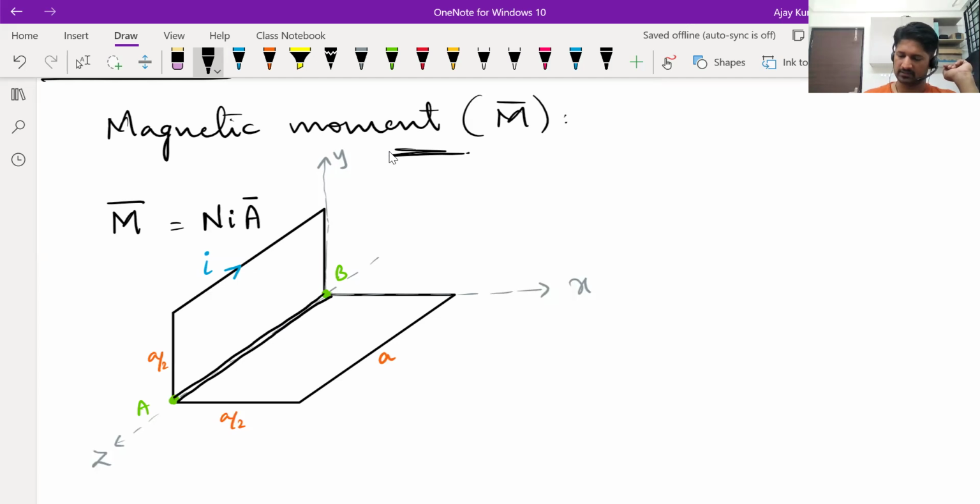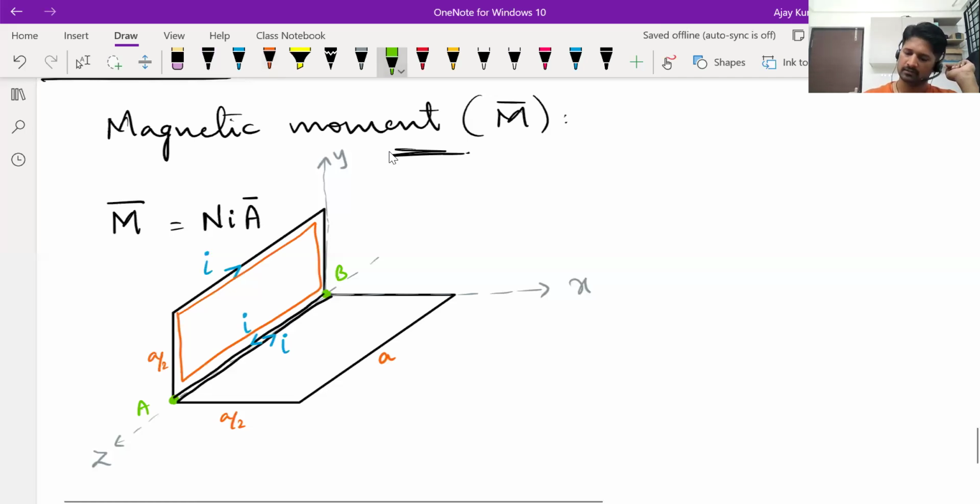Now, what about the currents? Actually, in the question given to you, there was no current in this part, no current flowing along the Z-axis. But what you can treat it as is two currents flowing in opposite directions. You can take a current I going this way and another current I in the other loop going this way. So effectively, this becomes one flat loop, and this becomes another flat loop.